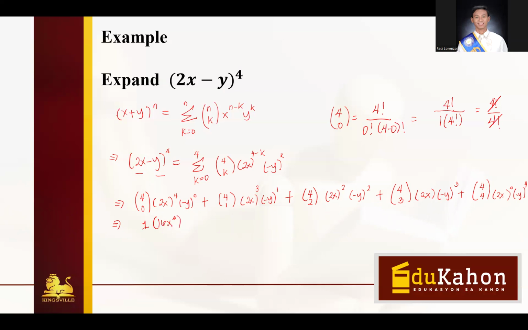And negative y raised to 0 is just equal to positive 1. So meaning, negative y raised to 0 is just equal to 1. And 1 times 1 is 1. So we just don't need to write the value for 1. Plus 4 taken 1. So what is 4 taken 1? Okay, let's try.